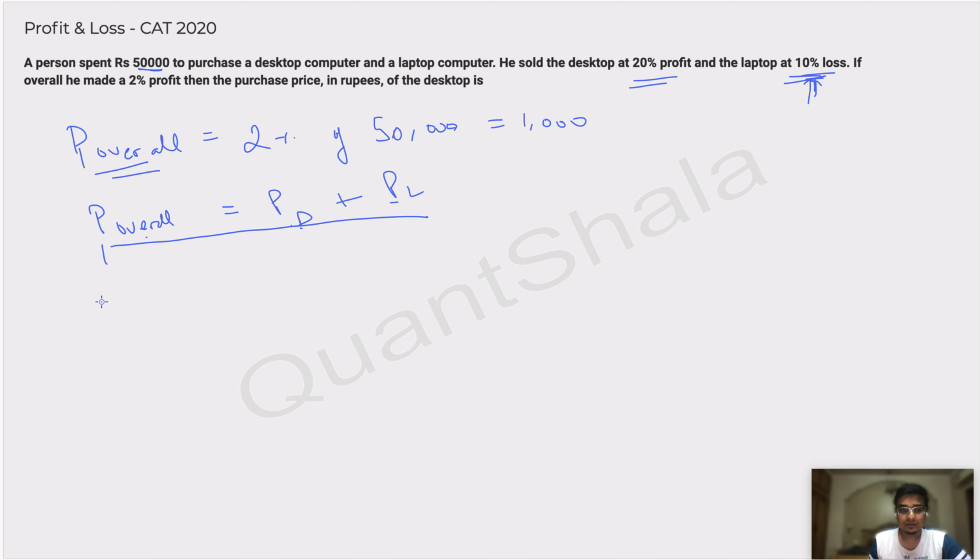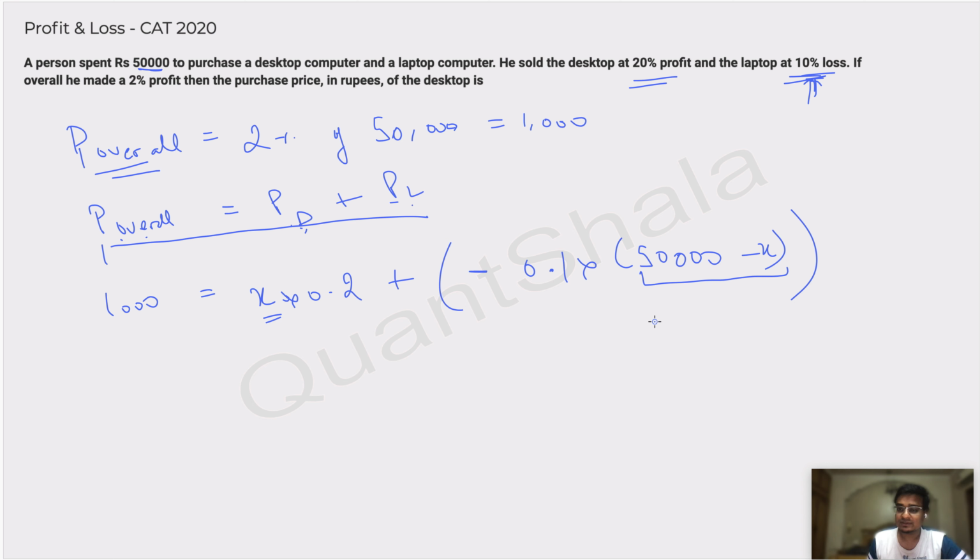And now we can write more specific terms. We know P overall is 1,000 rupees. What is the profit on desktop? So assume the cost price of desktop is X rupees. What is the profit? X into 0.2, 20% profit. What is the profit on laptop? It's negative of 0.1 times 50,000 minus X. Cost price of desktop is X, cost price of laptop becomes 50,000 minus X. Loss on that, or profit on that actually, becomes minus of 0.1 times this. And we're adding it.